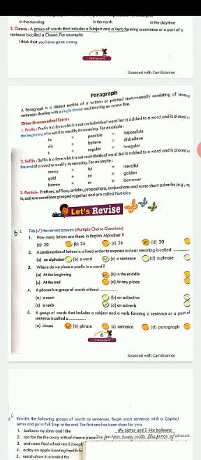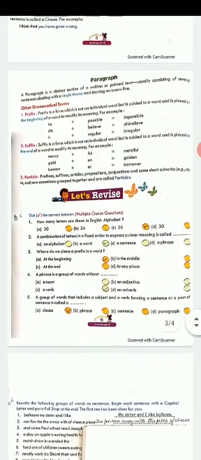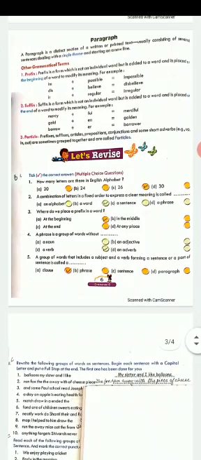Let's revise. So we have certain questions over here which are in the form of fill in the blanks. How many letters are there in the English alphabet? You know there are 26 letters. A combination of letters in a fixed order is called a word. Then where do we place a prefix? Like it's written on the same page at the top, it's added in the beginning of the word.